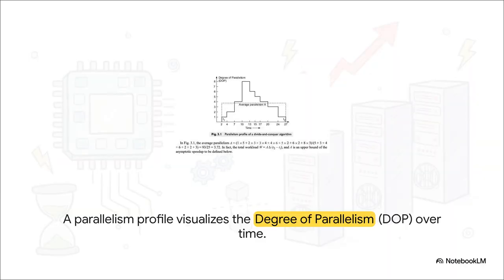And check this out. This chart, called a parallelism profile, shows you exactly what that fluctuation looks like over time. See those high peaks? That's when your computer is really firing on all cylinders, using a ton of processors at once. But the valleys? Those are the moments where things get quiet, and maybe only one or two cores are doing all the heavy lifting.